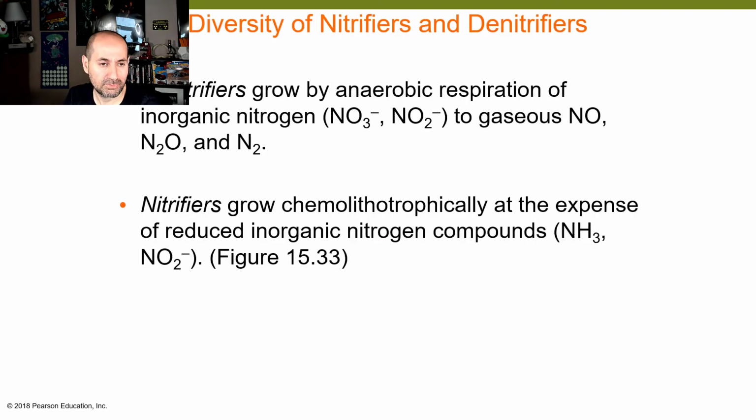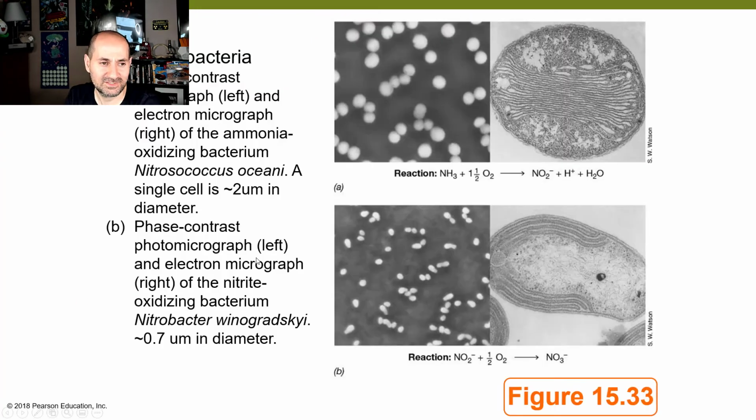Oh, and just to make the point again, denitrifiers breathe nitrate and nitrite. They breathe it. That means they use it as a terminal electron acceptor. Nitrifiers get their electrons from ammonia and nitrite. Does that make sense? So that's how they grow, is by getting their electrons. They're lithotrophs. They get their electrons from ammonia and nitrite. I hope this makes sense for you.